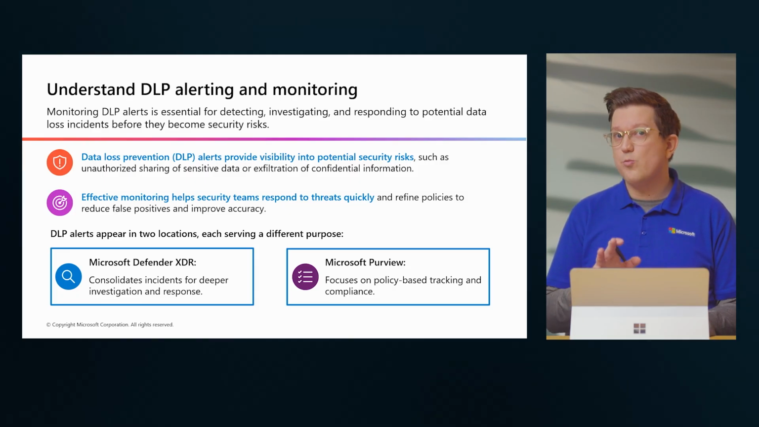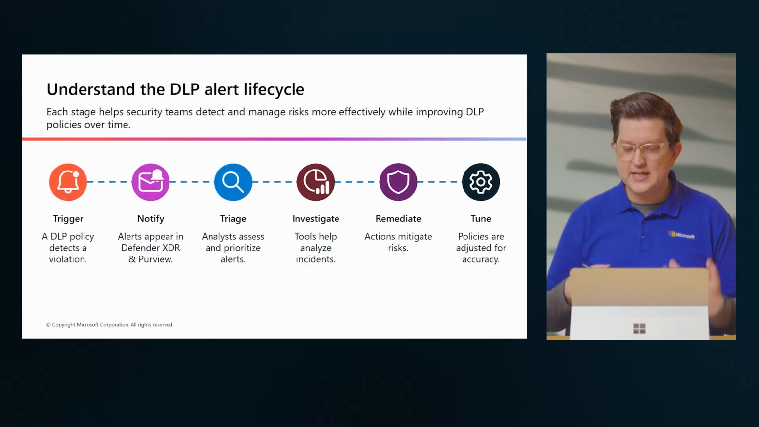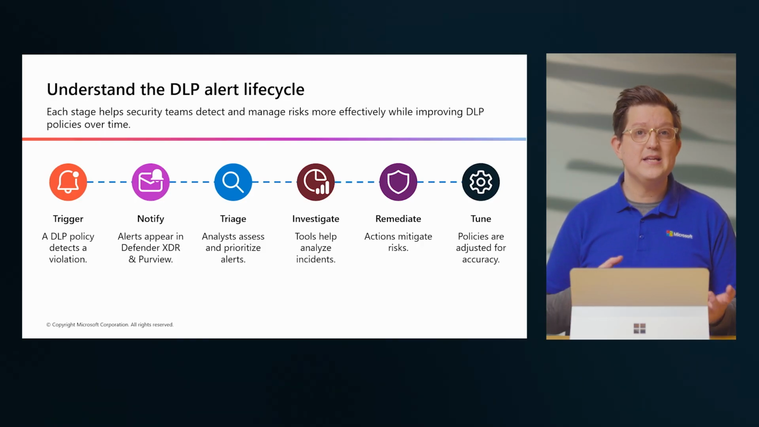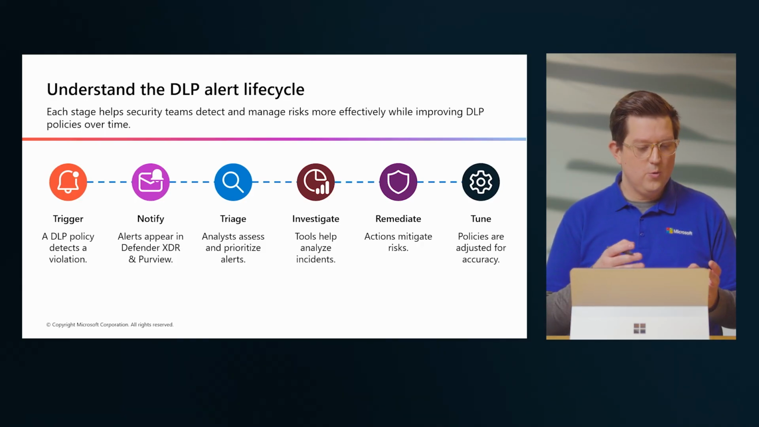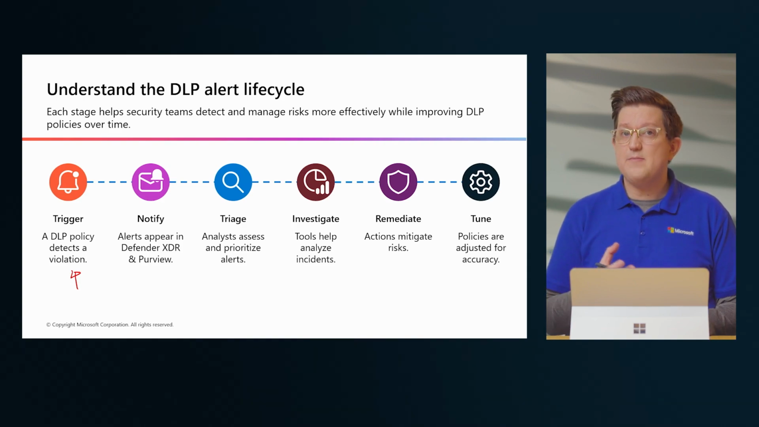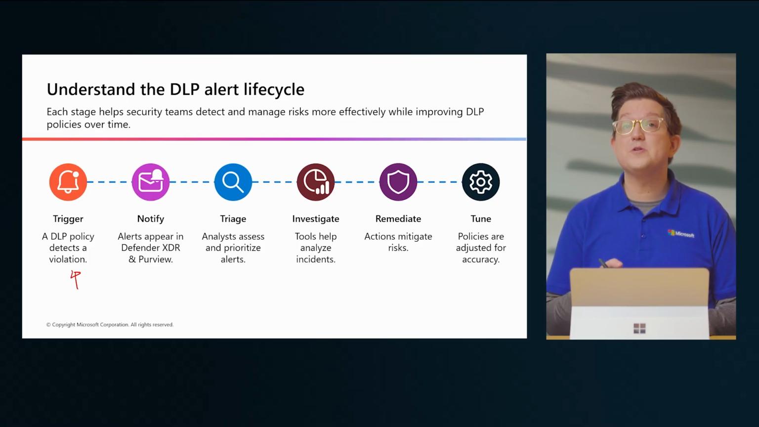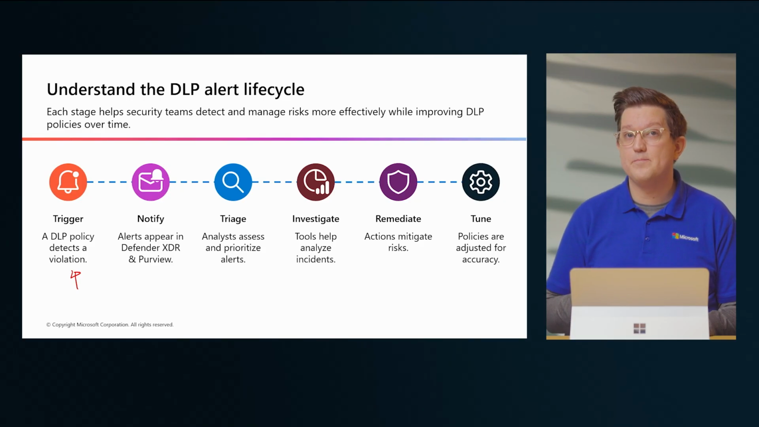Now, regardless of where the alerts end up, because they can go to both, the DLP alert lifecycle itself has a clear step-by-step. When an alert is triggered and we detect a violation, effectively it means that a rule condition in some way, shape, or form has been met. The notification then happens and you can choose where that goes: the DLP alert dashboard as the baseline and optionally across to Defender XDR.